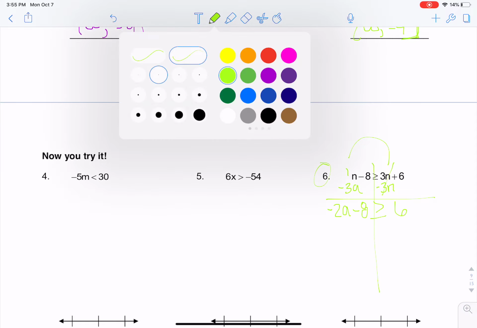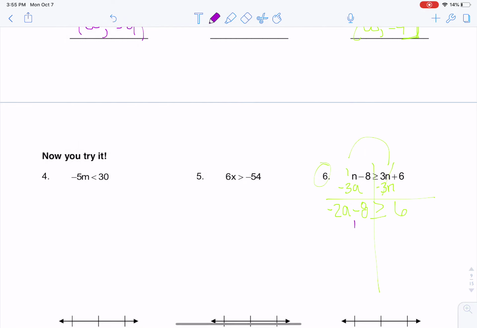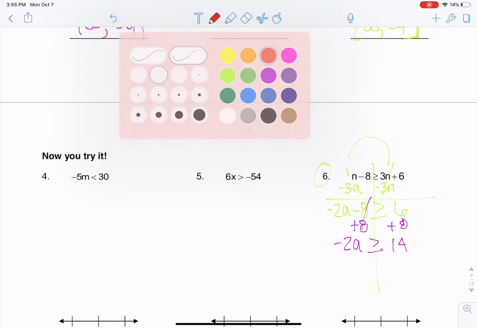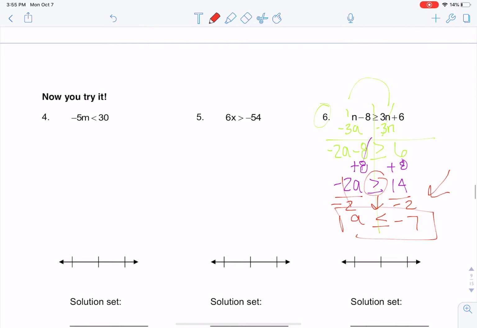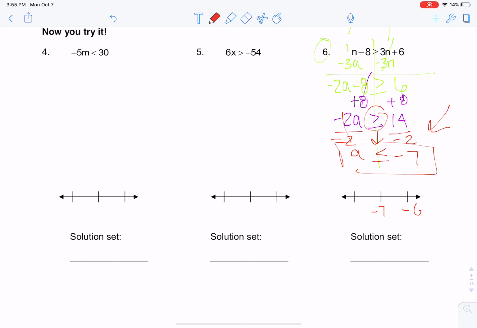My next step, now subtracting, remember, does not make me flip. I'm going to add 8. So I have -2a is greater than or equal to 14. No flipping needed there. Now I'm going to divide by -2. Bells and whistles are going off with that step. I'm dividing by a negative, so I'm going to have to flip my symbol around. And I have -7. So I have -7, -6, -8. It's a closed circle, everything less than -7. So I'm going to start at infinity, go to -7. It's a hard stop.